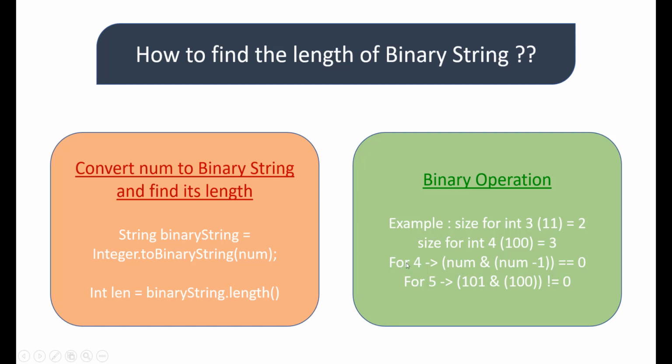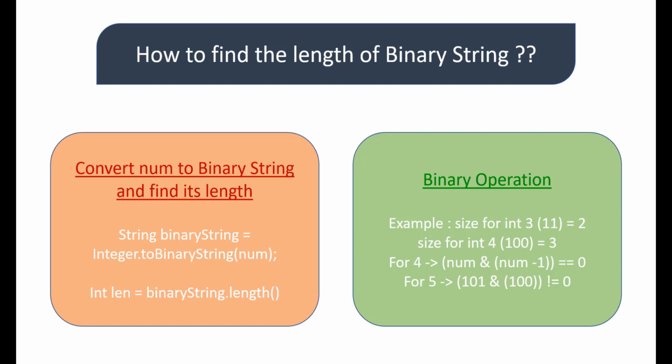The other way to do it is by using a binary operation. In the binary operation, we'll be using a size variable. Initially, we would keep the size as 1, and then whenever the length gets increased, we would be increasing it by 1. Whenever we are moving from 3 to 4, the size gets increased by 1, and so we need to do a size plus plus.